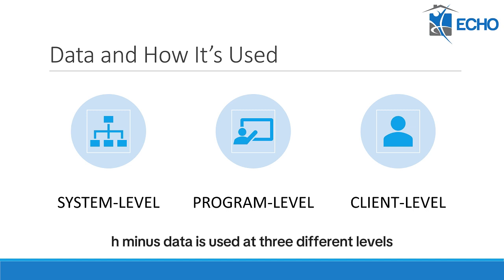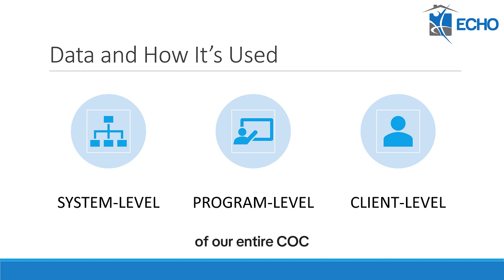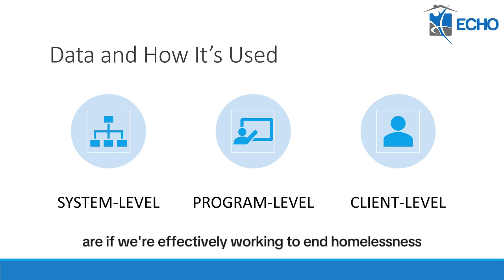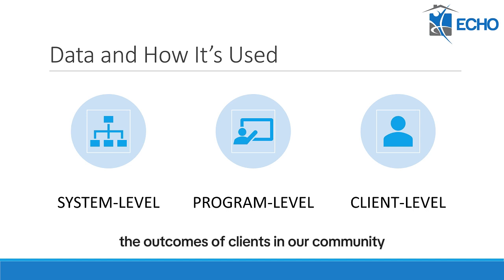HMIS data is used at 3 different levels: the system level, program level, and client level. The system level is high-level data tracking progress towards the goals and objectives of our entire CoC. It helps us answer questions of what the gaps in services are, if we're effectively working to end homelessness, and the outcomes of clients in our community receiving services.